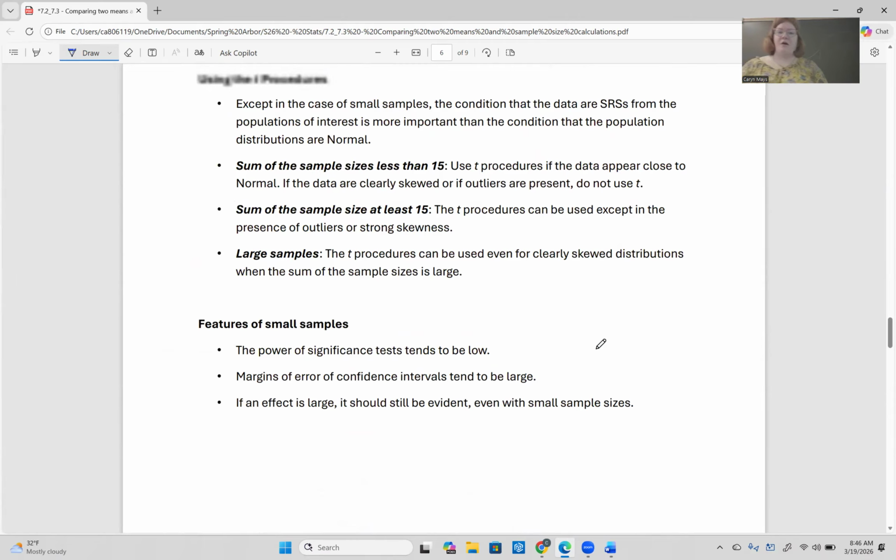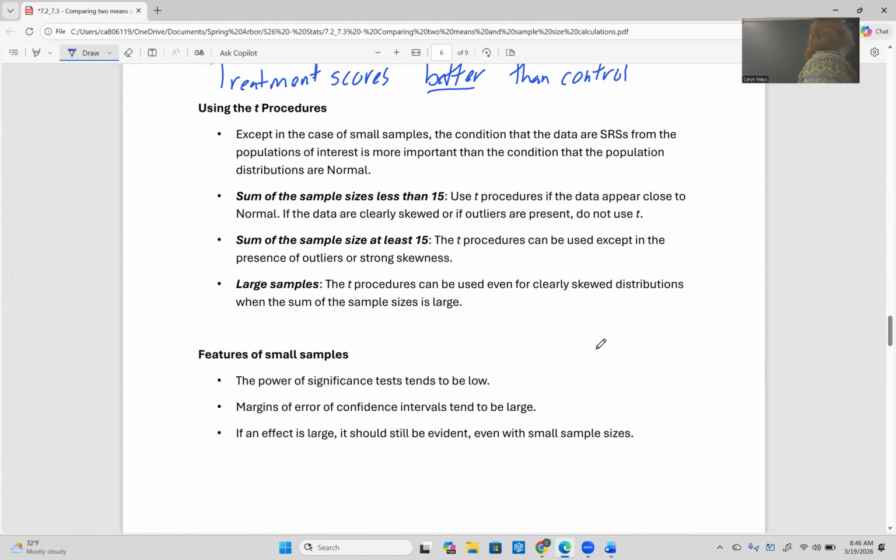These are very much the same ones from 7.1, except in the case of small samples, as long as we are from a random sample and they are independent, that is more important than being normal. So that's where that normality is kind of hand wavy. It's important, but we just really want there not to be a lot of skewedness and not a lot of outliers.